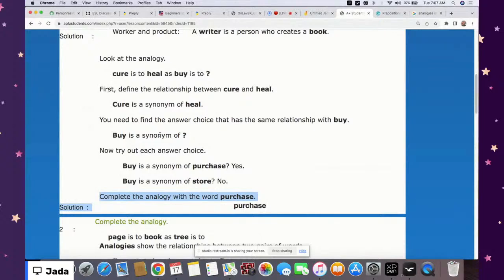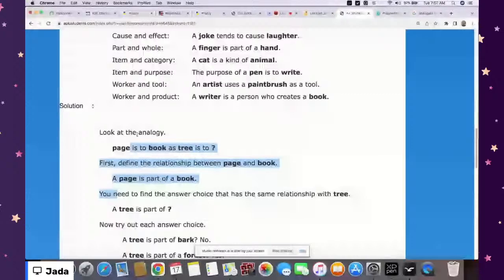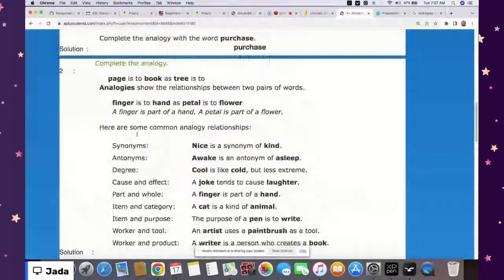So yeah. Page is to book, and then page is to book as tree is to what? What is tree to?